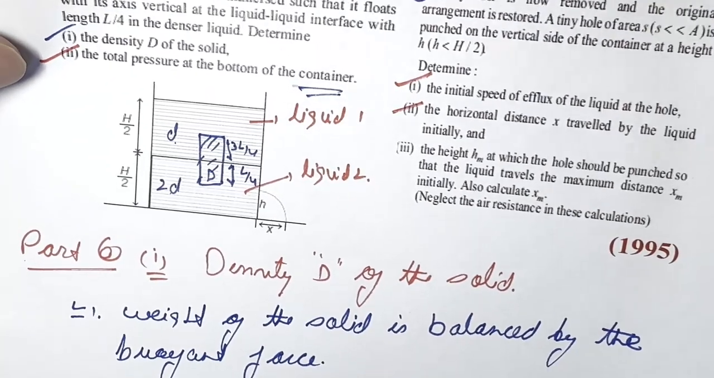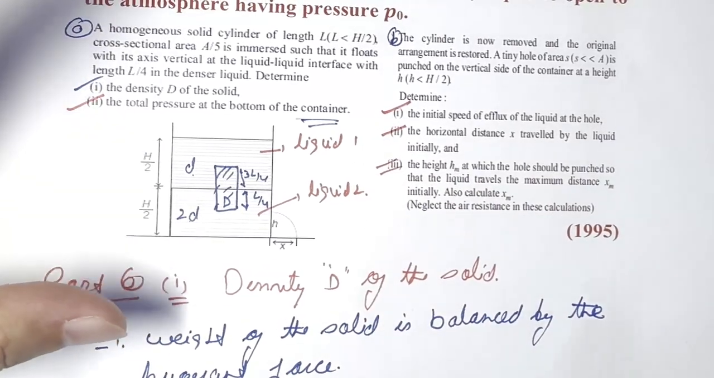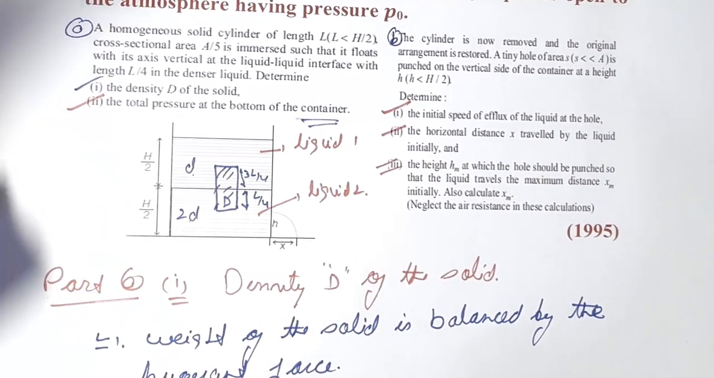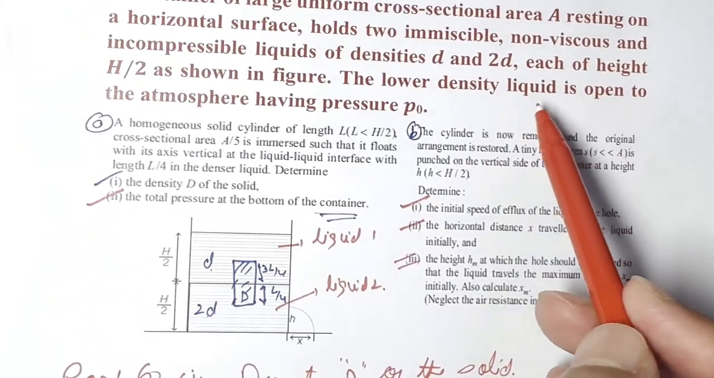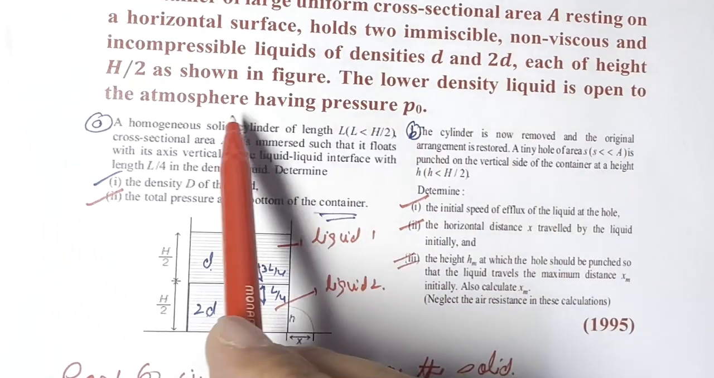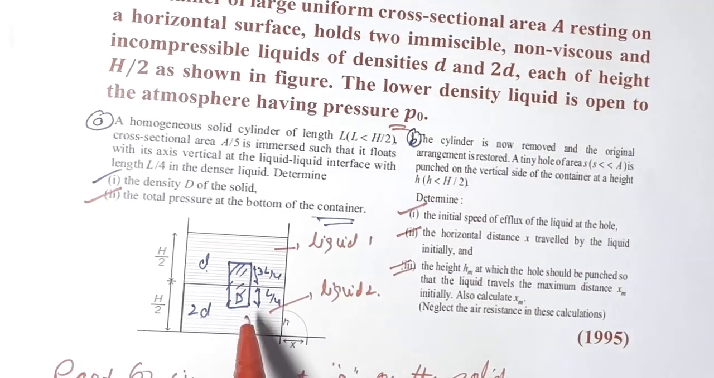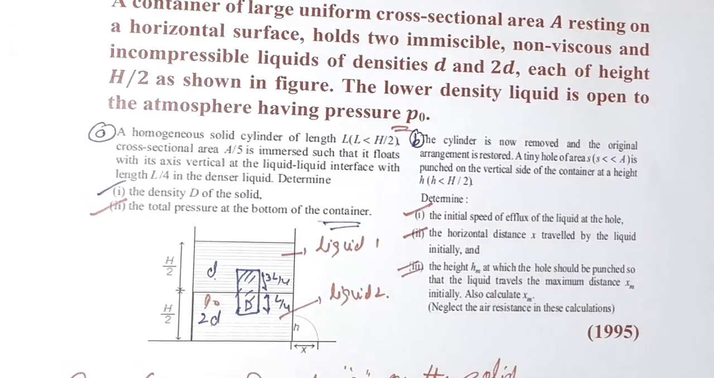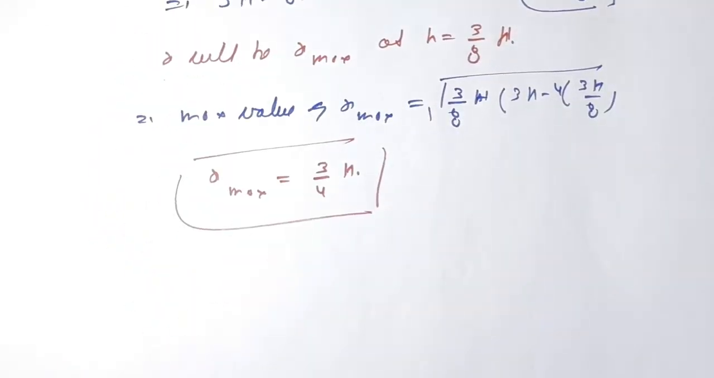So this completes our third part also. This question no doubt was quite lengthy, but quite simple, directly based on the equations. Certain things to be kept in mind: first, the lower part is also open to atmospheric pressure P naught. So this P naught will also come into the lower part here. Okay, rest is quite simple. This completes the question. Thank you.